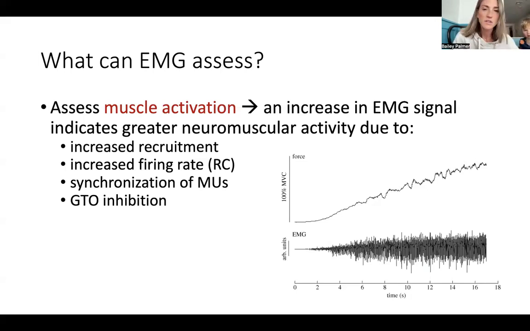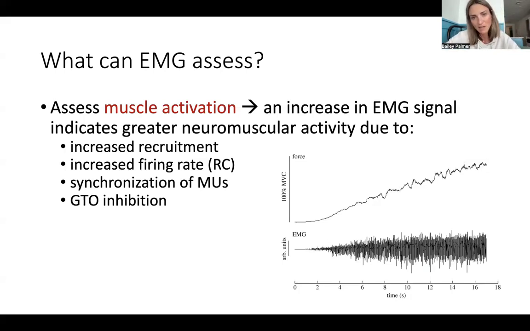We want our motor units to be active at the same time, mainly for explosive events, so power, because synchronization of motor units is a better indication of how powerful you are. It increases the likelihood that multiple motor units are active together, which decreases the time it takes to reach peak force, which means you produce force faster, which means you're more powerful. So we see that third bullet point more so in power activities, really fast contractions, rather than slow, large force producing movements. Last is GTO inhibition.